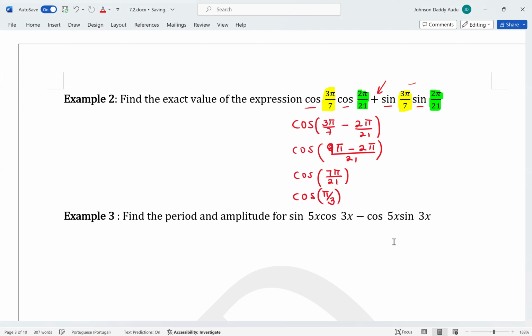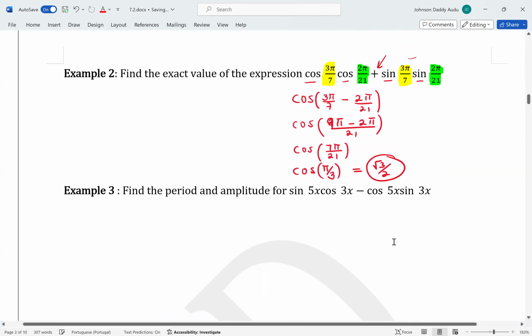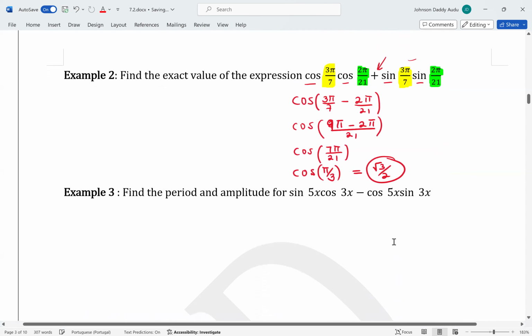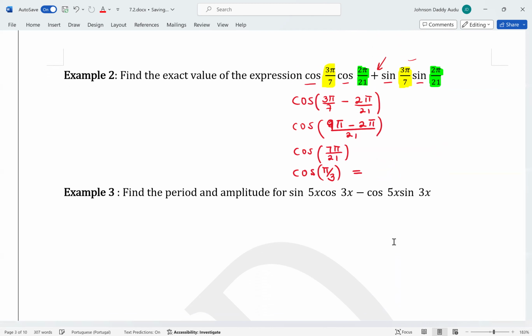Which is the same thing as cosine of pi over 3. And what is cosine of pi over 3? Which is the same thing as cosine of 30, right? Yeah, and cosine of 30 is root 3 over 2. No, sorry, this will be cosine of 60, right? Not cosine of 30. So cosine of 60 is going to be 1 over 2.